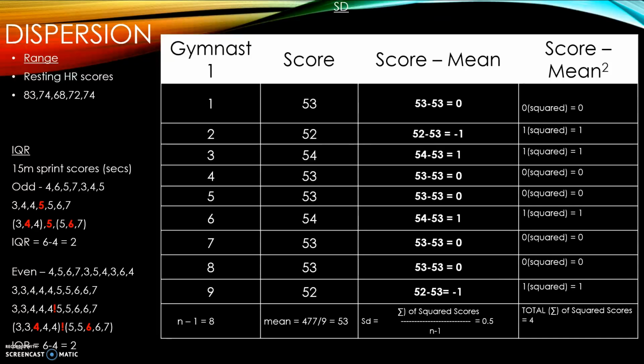First of all, range. Range is the value you get from taking the smallest data value in the dataset away from the largest. For example, the range of the resting heart rate of young female British gymnasts would be 83 minus 68 in that data set as given, which gives you 15 as the range.